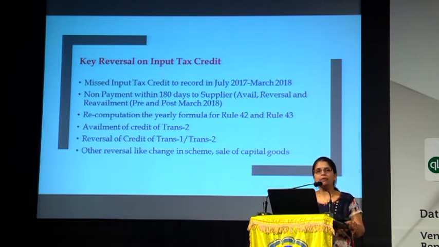One of the most important clauses is 6H of your GSTR 9, which says non-payment within 180 days to supplier. There is a column in GSTR 9 called 6H, which says that if you are not making a payment to your supplier within 180 days, there are conditions attached to that. First, you have to avail the credit. Then, if you have not made a payment within 180 days, you have to reverse the credit. And after you make a payment, you have to claim that credit. Only that will be incorporated in your 6H of GSTR 9.